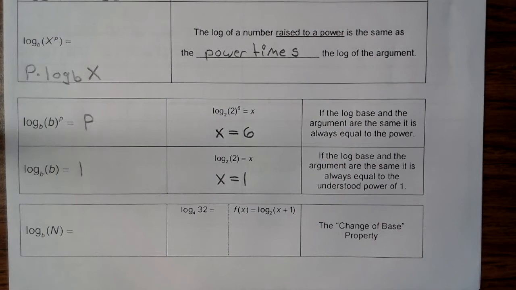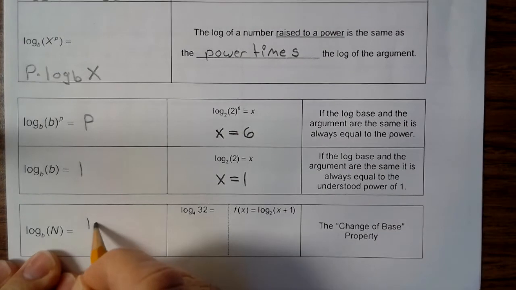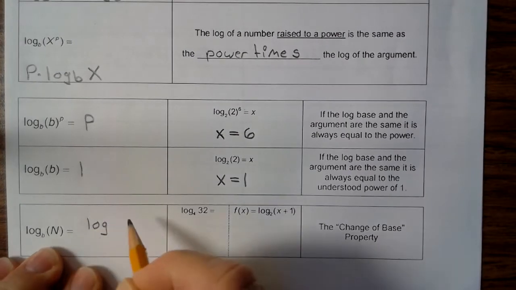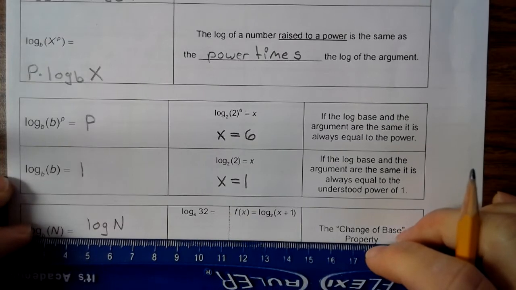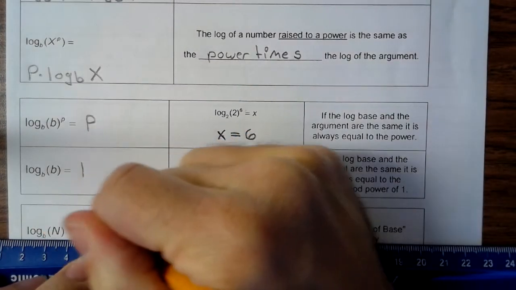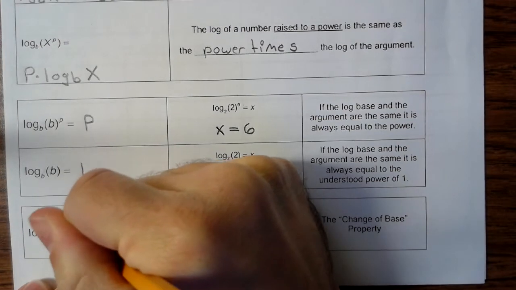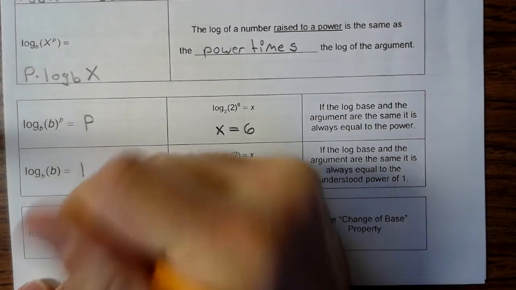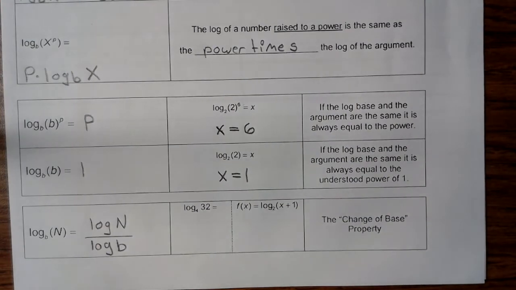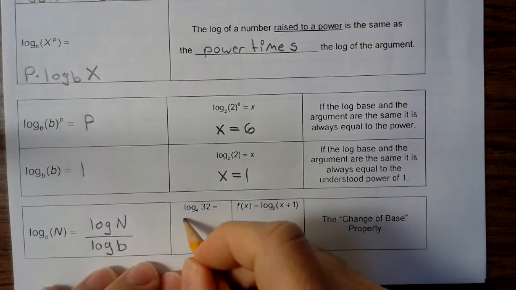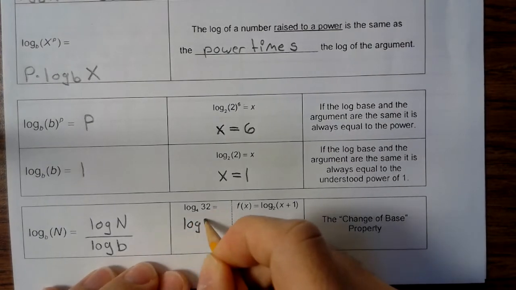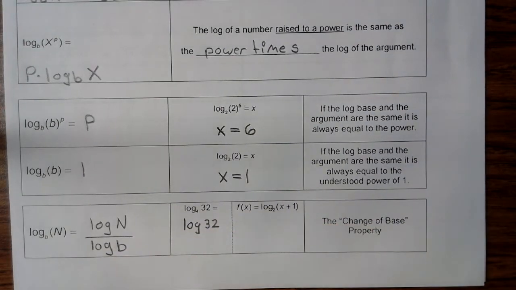All right, log base b of n is equivalent to log of n divided by log of b. So if we have log base 4 of 32, that's equivalent to log of 32 divided by log of 4.